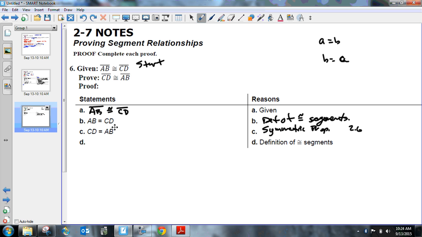So then if their lengths are equal, I can say that the segments are congruent. So CD is congruent to segment AB. And that's it. Basically you have a given statement, you have a proof statement, and you want to figure out the logic to go through to get there.